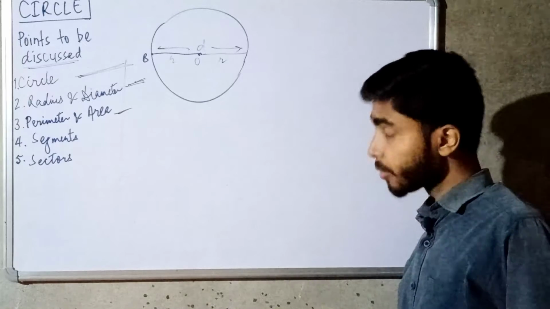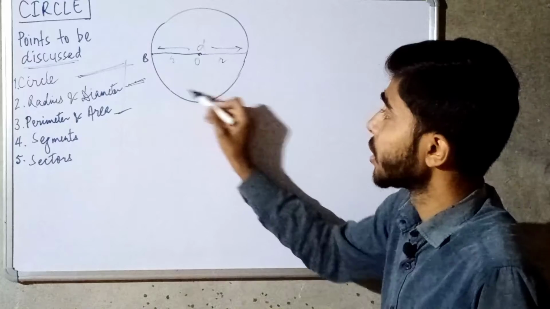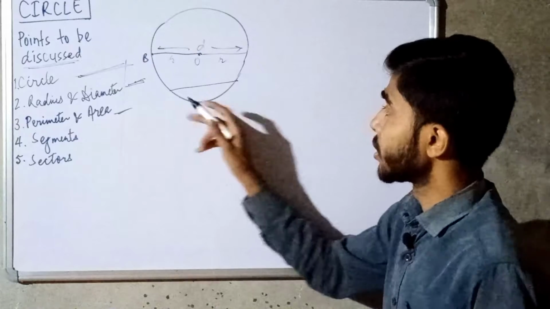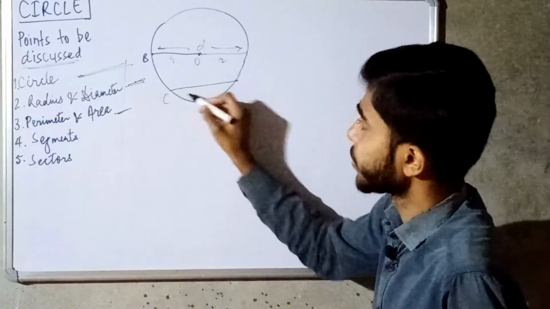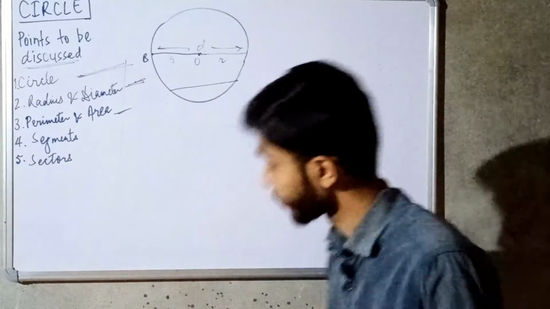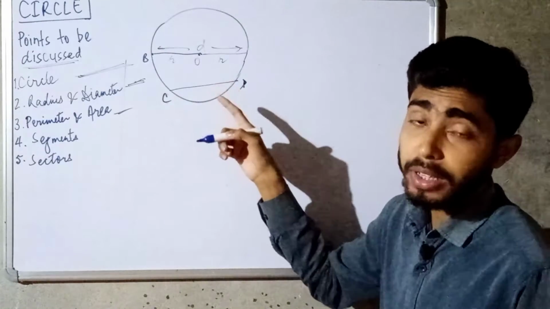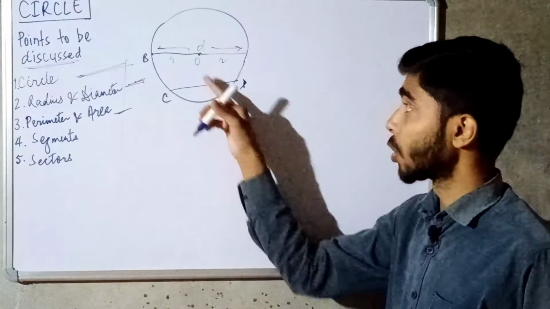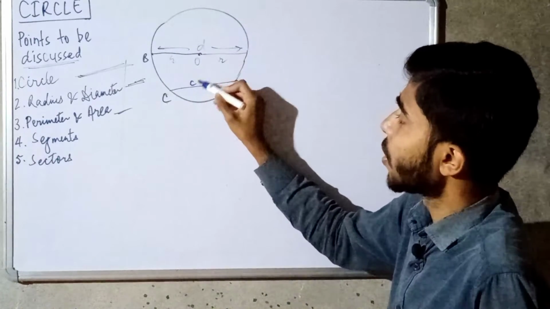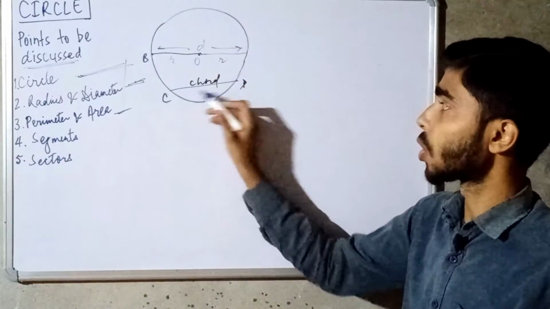And what if the line does not pass through the center but joins two points on the boundary of the circle? Suppose CD is a line that joins two points of the circumference of the circle but does not pass through the center. This line is called a chord. This is the chord of the circle.